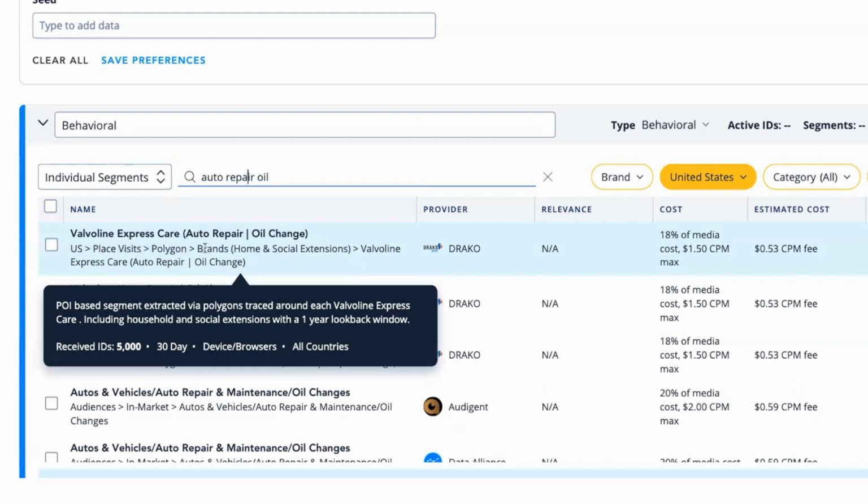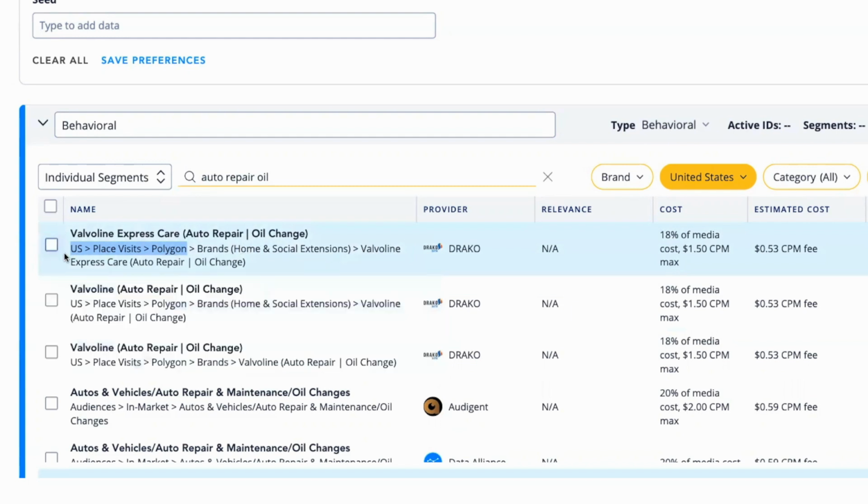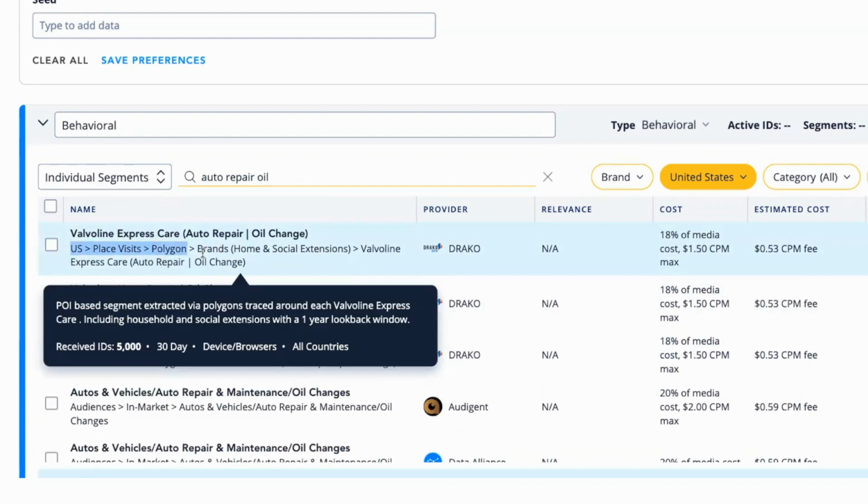Place visited, polygon. This is simply giving you an example. It's explaining how this audience was packaged, basically. Brands is home and social extension, Valvoline Express Care, auto repair, oil change. When you read it, it's a POI-based segment extracted via polygons traced around each Valvoline Express Care, including household and social. So these are location based, of this place called Valvoline Express Care. And usually people just drive up to those places to change their own oil. So this could be a good recommendation, for instance.